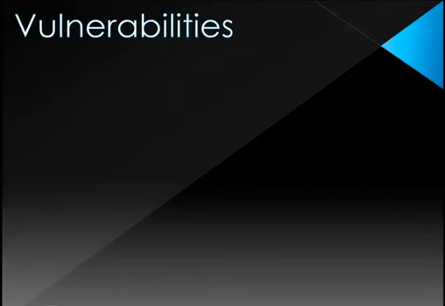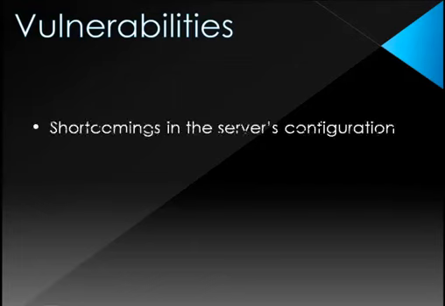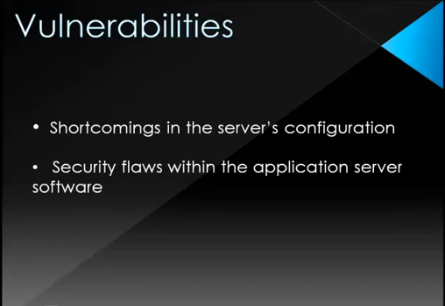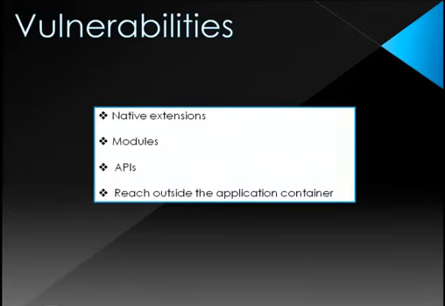Server vulnerabilities that can be exploited fall into two broad categories. They are shortcomings in the server's configuration and security flaws within the application server software. Because software constantly changes, a list of all these defects cannot be comprehensive. However, flaws described in this presentation illustrate the typical pitfalls for any application that implements its own native extensions, modules, APIs, or that reach outside the application container.